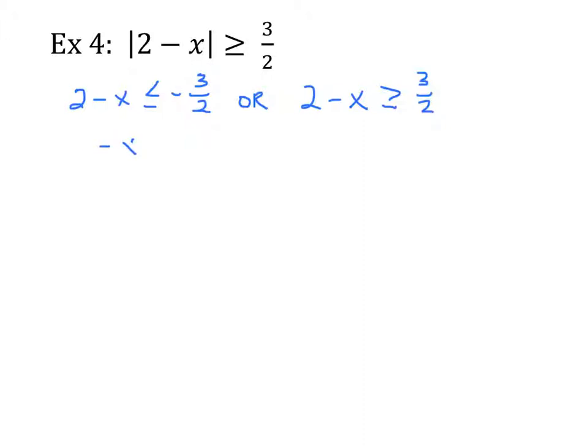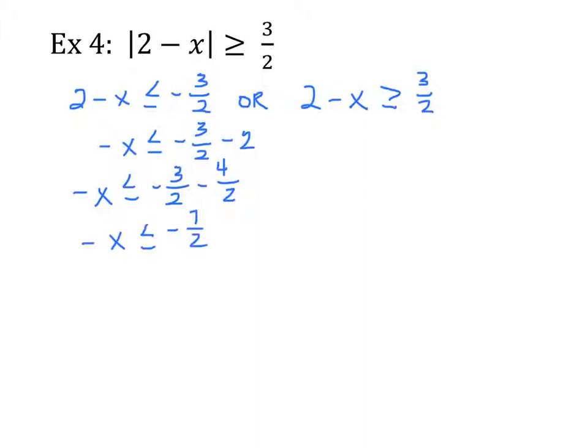Now I am going to add 2 on both sides, or subtract 2 on both sides. Now one thing that we need to be comfortable with are fractions. If you convert -2 to a fraction, you get -4/2. And so my negative x is less than or equal to -7/2. I have negatives everywhere. Remember, when you divide by a negative, you're going to flip over symbols, like that. Okay, so let's take a look at the other side.